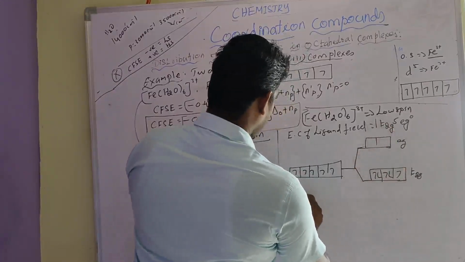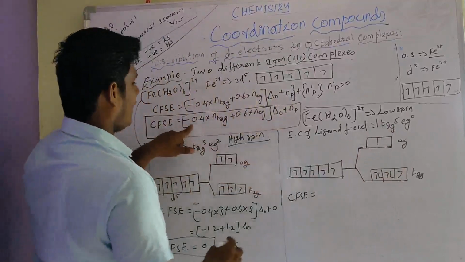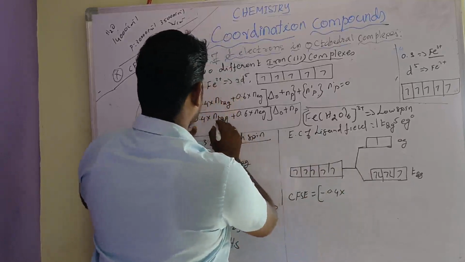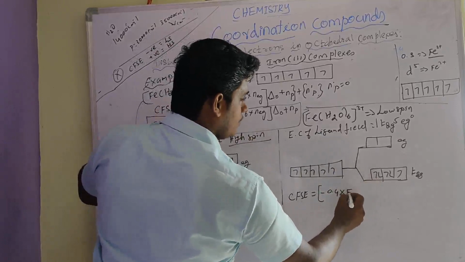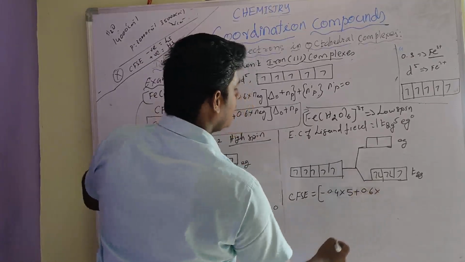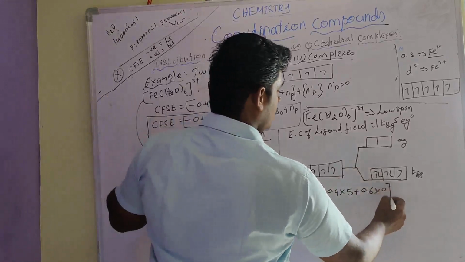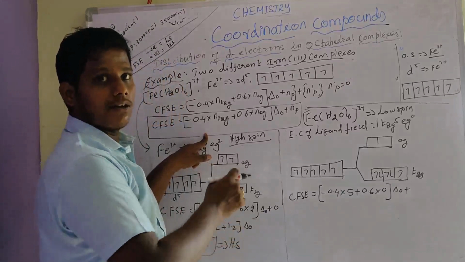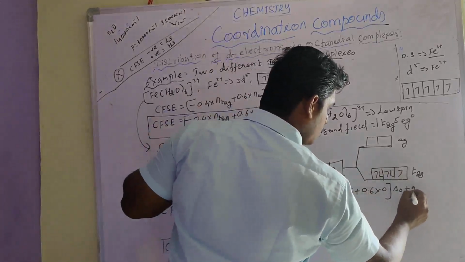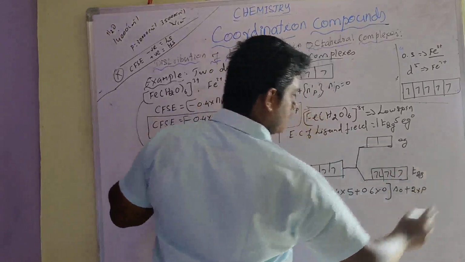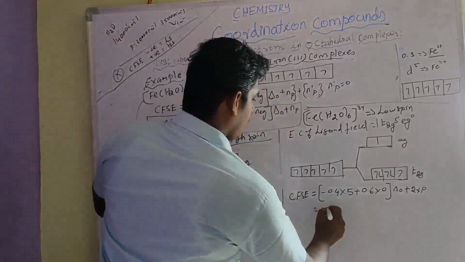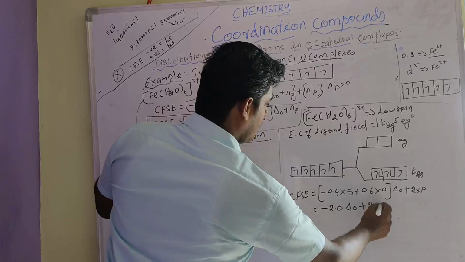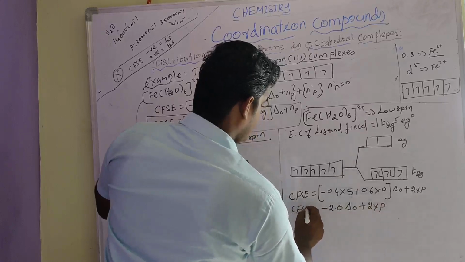So crystal field stabilization energy equals minus 0.4 times the number of electrons in the t2g level, 5 electrons are present, so 5, plus 0.6 times the number of electrons in the eg level, 0, in the octahedral complex, plus the number of electron pairs in the ligand field, 2. Two pairs are present. So you can calculate minus 2.0 delta naught plus 2 times the pairing energy.